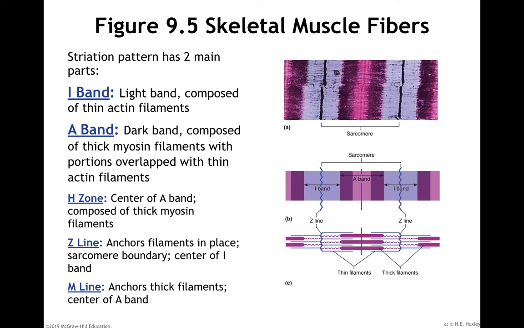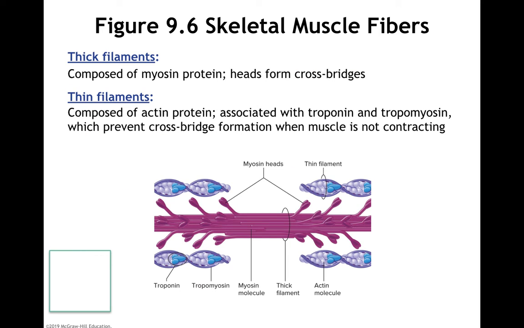The Z line is an anchor or Z disc that anchors the filaments in place. It's the boundary of a sarcomere. It's the center of the I band. And the M line is going to anchor the thick filaments, and it's the center of the A band. Those thick filaments are myosin proteins, whose heads are going to form the cross bridges we'll get to when we talk about the mechanisms of contraction. And thin filaments are composed of actin proteins along with regulatory proteins, troponin and tropomyosin, which are going to be involved in calcium sensitivity and help prevent cross bridge formation if the muscle is not contracting.